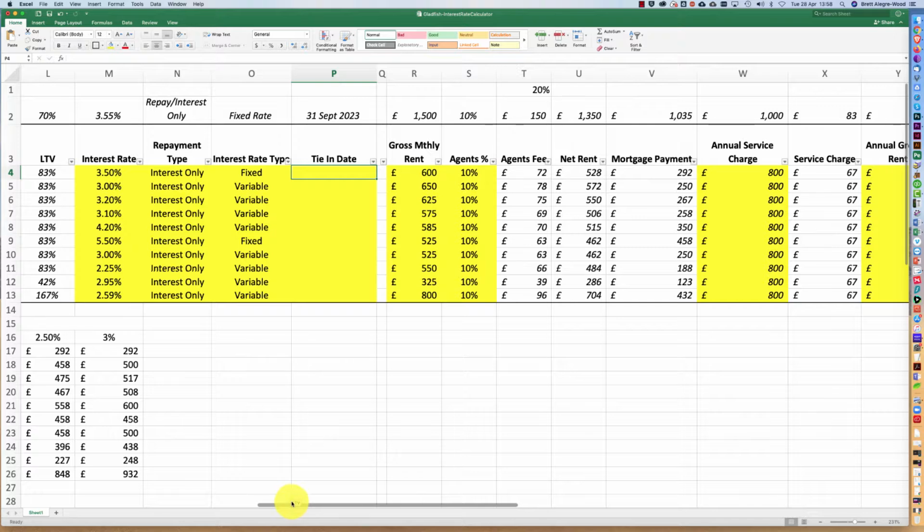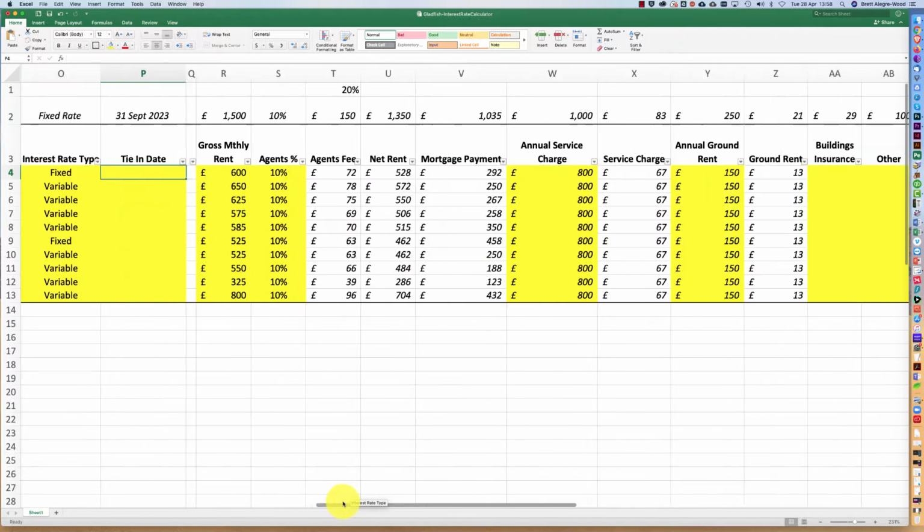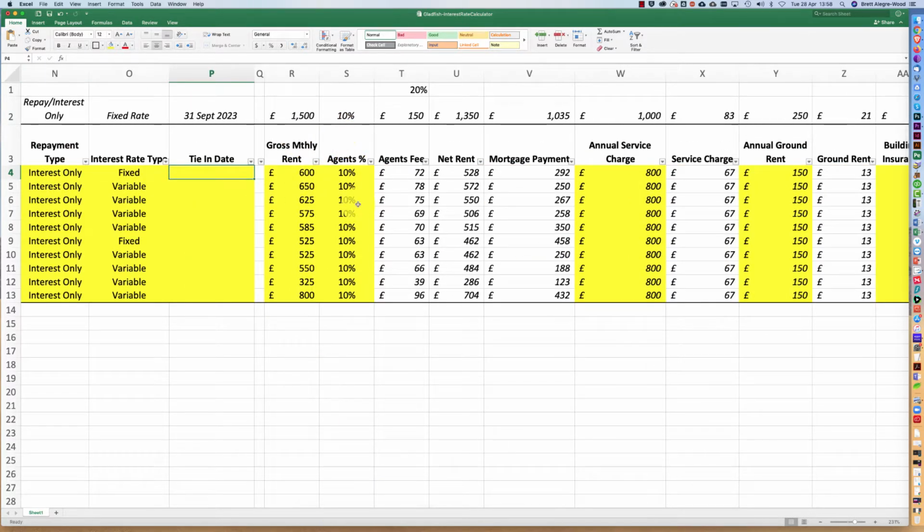Okay, so we've got that information basically in. We've then got our gross rent and our agent's fees, which is 10%, and that's calculated at 10%. Up here is the VAT, or GST, or whatever you want to put in. You can change that. So if it's 10% in your country, change it to 10%, whatever that is.